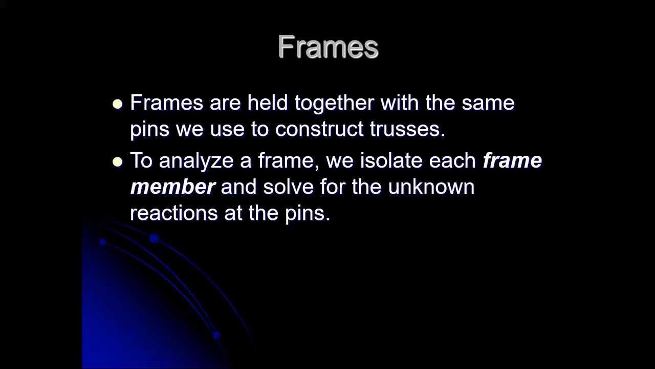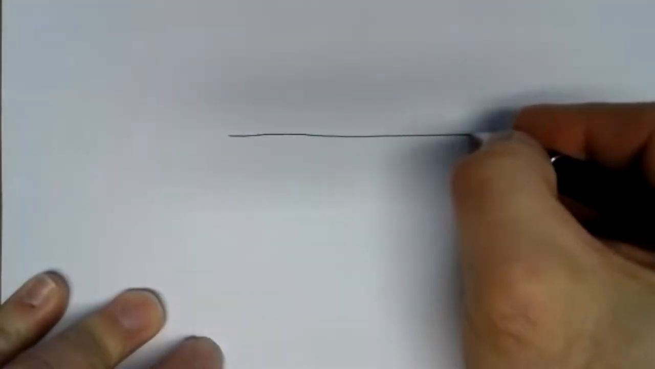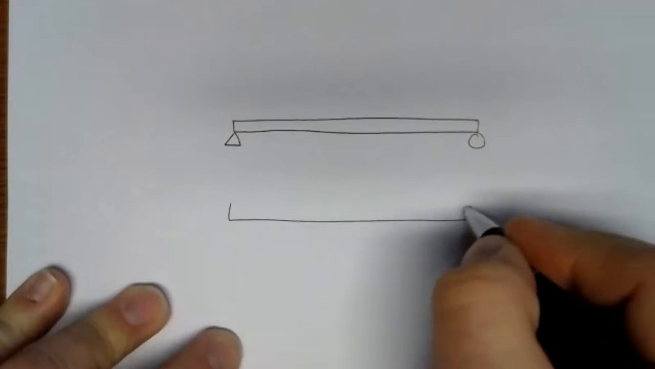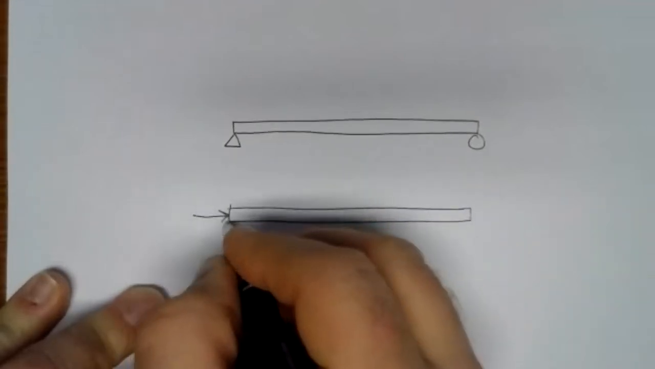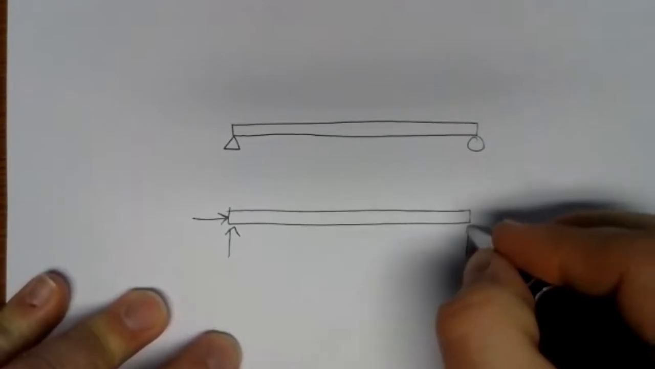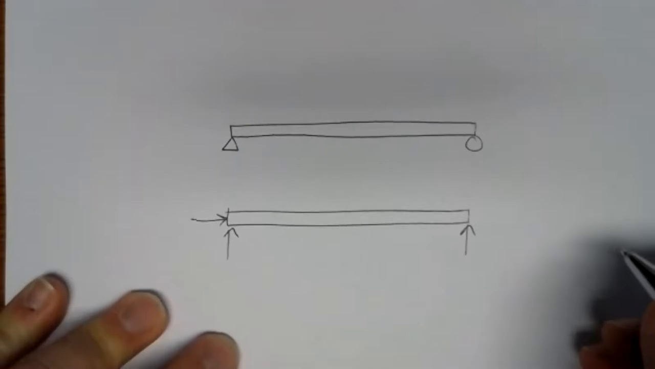So to analyze a frame, we still use the technique of using free body diagrams. We want to find the unknown reactions at the pins. So in a sense, this is kind of like going back to a beam on a set of supports kind of problem. So for example, here, if we have a beam sitting on a pinned support, we knew that we could draw a free body diagram of that by replacing that pinned support with two forces. The two forces supplied by that pin. A roller only supplies one force perpendicular to the surface that it's on.